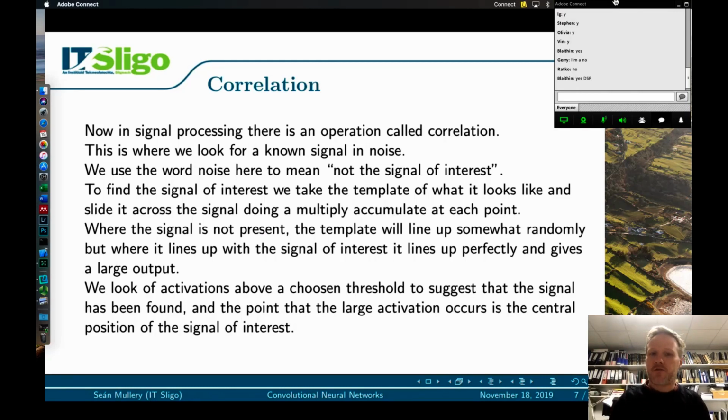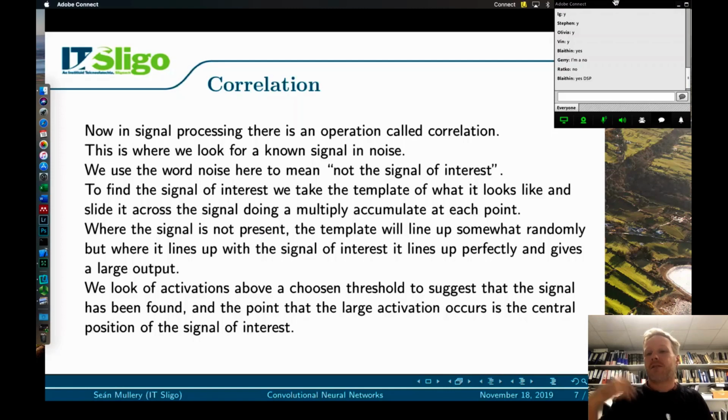So to find the signal of interest, we take the template of what it looks like and we slide it across the signal, doing a multiply accumulate at each point as we go. Where the signal that we're looking for is not present, the template just lines up with random samples. But where it is present, it lines up perfectly, and that gives a very large output at that point.